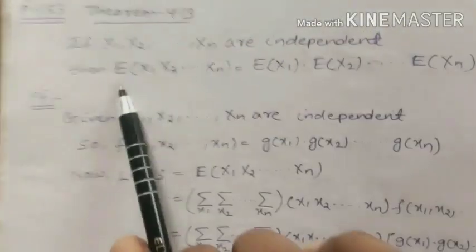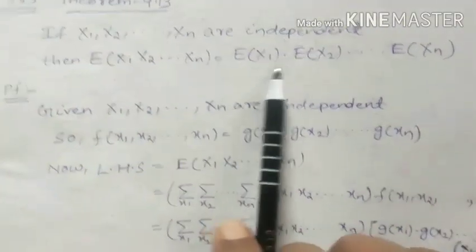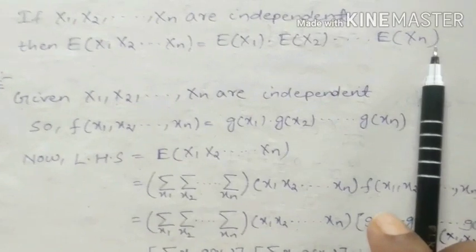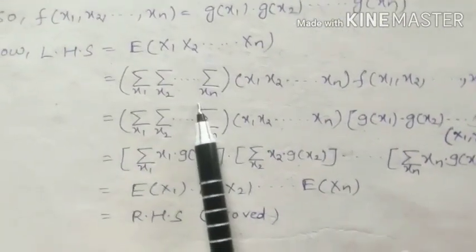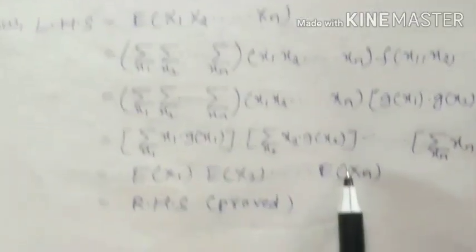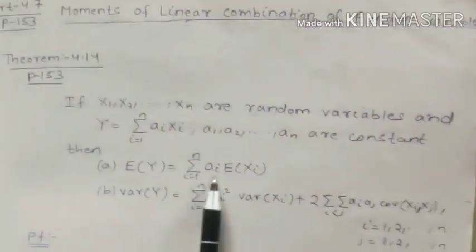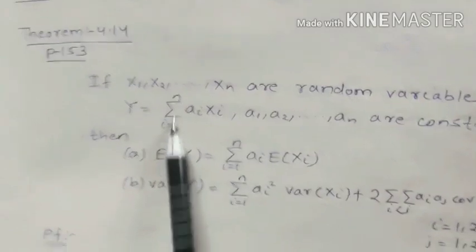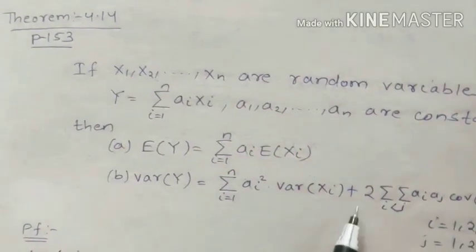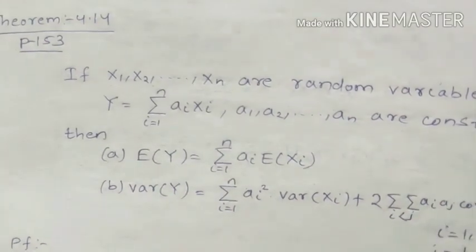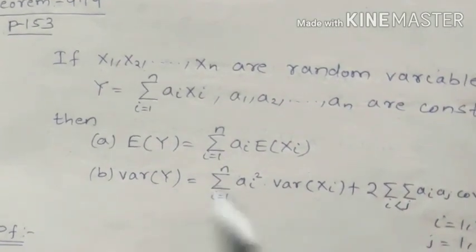Expectation of x1, x2 up to xn is E of x1 into E of x2 into E of xn, and the proof will be similar; the n summations can be taken individually, and after that the result will follow. Moment of linear combination: suppose Y equals summation ai xi, i equals 1 to n, then E of Y equals summation ai E of xi. Variance is similar: summation ai square variance of xi plus 2 double summation ai aj covariance, the most important formula.